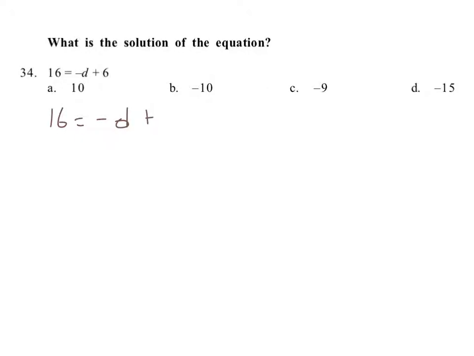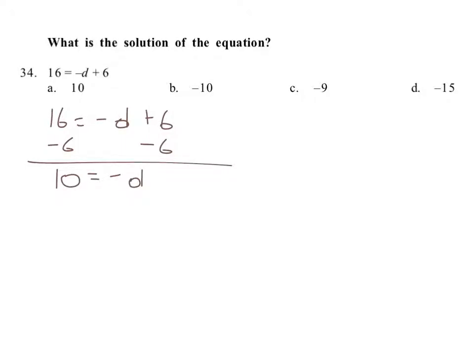We want to get the d's, even though there's one of them and it's negative. We want to get that by itself by getting rid of the constant. So we say minus 6, and we get 10 is equal to negative d.